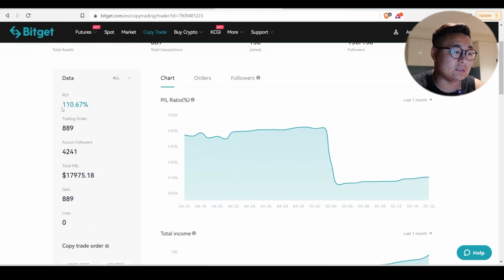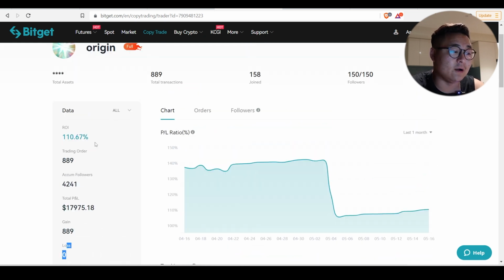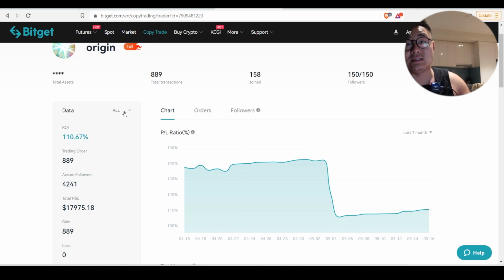So we can see on the left hand side, the trading order, 889, accumulated followers, 4,241, total P&L, 17 grand, gain, 0 losses, and ROI is about 110%, based on the trade sizes that he has.